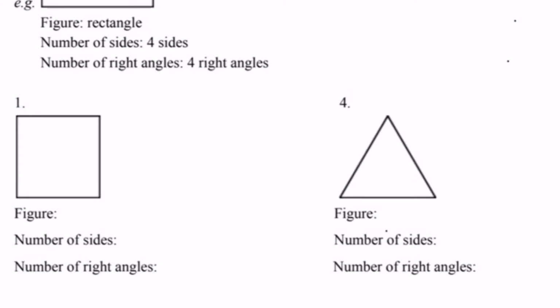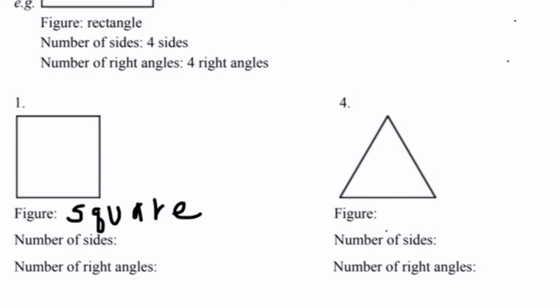So our second lesson is shapes, and it's asking us to define the figure, find the number of sides, and the number of right angles. Number 1. So based off the look of it, you could tell it's a square because it has 4 sides, and all the side lengths are equal. So our figure is a square.